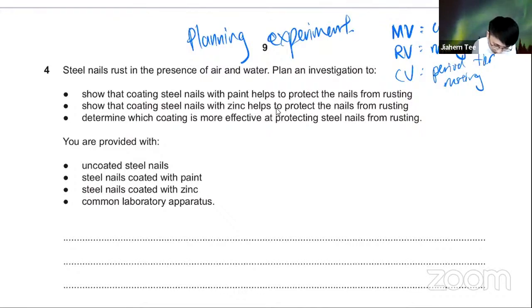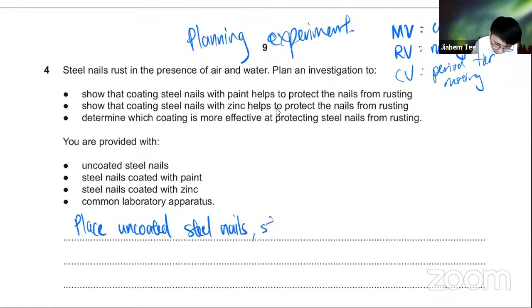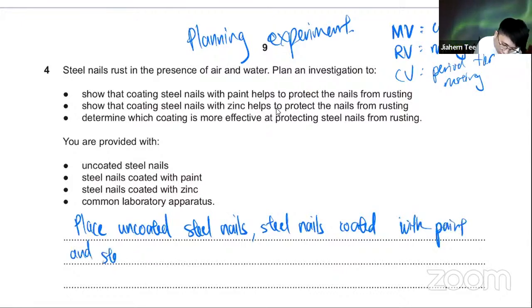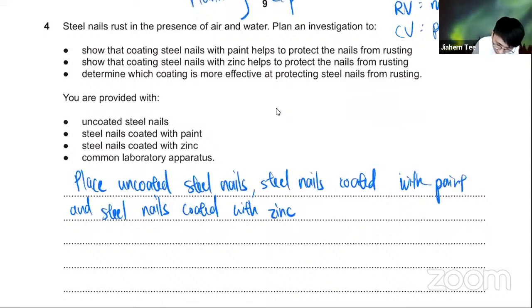So what we can do, we can first place uncoated steel nails, then steel nails coated with paint, and steel nails coated with zinc into 3 separate test tubes.